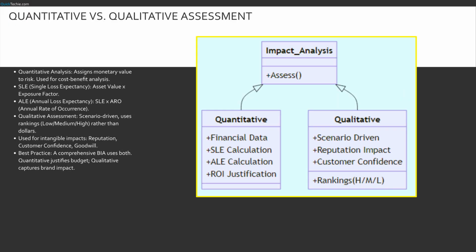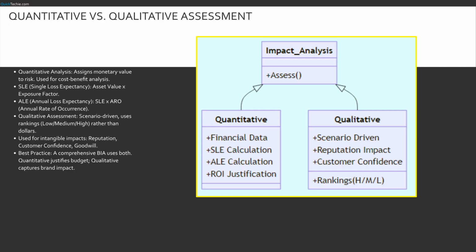How do we measure the impact? We use 2 methods. Quantitative analysis deals with numbers and dollars. We calculate the single loss expectancy, SLE, and the annual loss expectancy, ALE, to determine exactly how much a disaster costs per year. This helps justify the budget for controls. However, not everything has a price tag. Qualitative assessment uses rankings like low, medium, and high. It measures intangibles like loss of goodwill, customer confidence, or employee morale. You generally need both. Quantitative numbers to satisfy the CFO, and qualitative scenarios to understand the reputational damage.